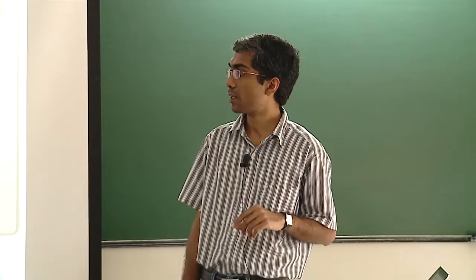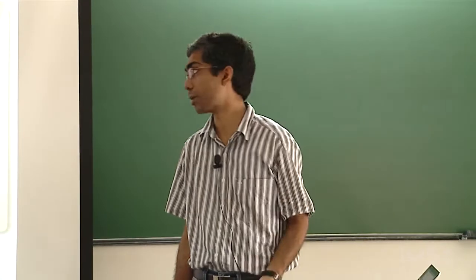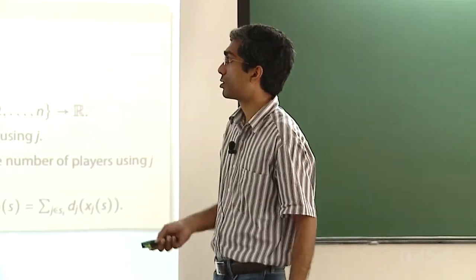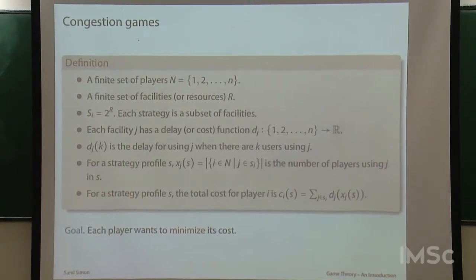Now, of course, all these games are guaranteed to have Nash equilibria because you just take the last profile in this finite path. That's going to be a Nash equilibrium. So I'll just define what is this congestion game. Congestion games are defined as follows.